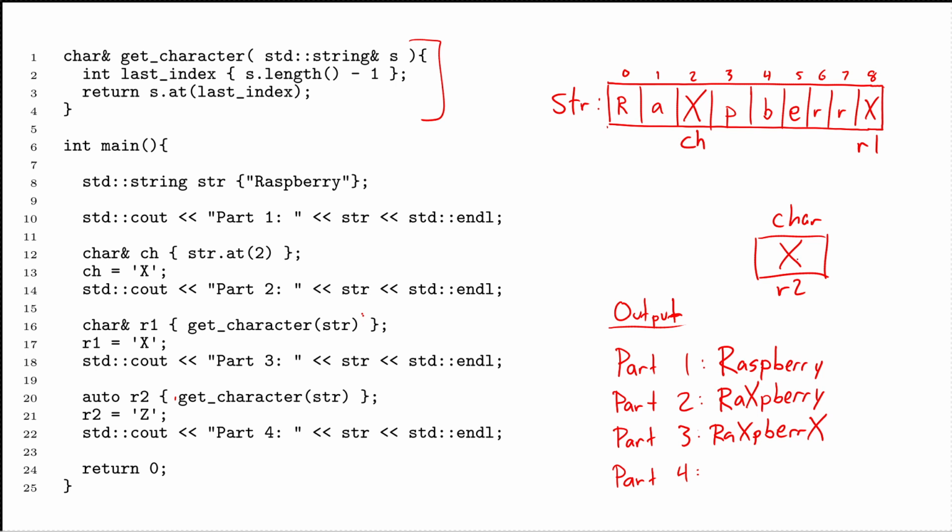If I then set that, so on line 21 I set that to z, then R2 gets set to Z, but I don't modify the string because I broke the chain. Here, I didn't create a reference. R2 is not a reference. R2 is just a copy of whatever you initialized it to be. So in this case, it's just going to be a copy of a character. And if I modify that, all I'm modifying is some variable. So in part four, I print out the same thing.